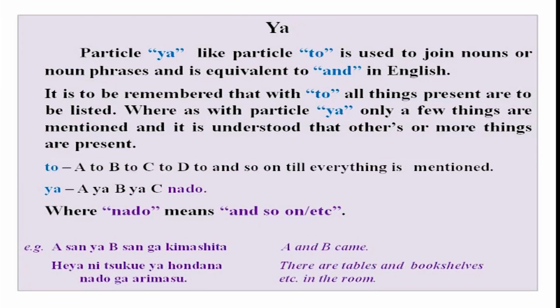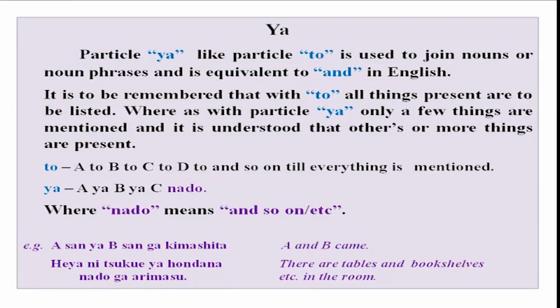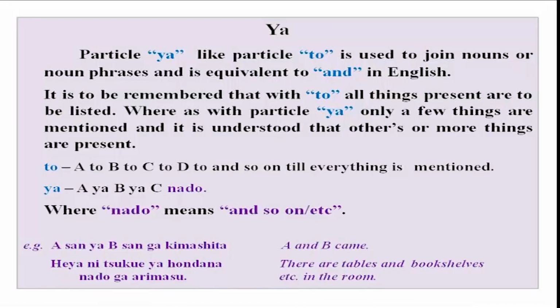Well, A to B to C to D to and so on till everything is mentioned, and with ya, A ya B ya C nado, where nado means and so on or etc. So, you can see A san ya B san ga kimashita, meaning that A and B came and some others also did come, and heya ni tsukue ya hondana nado ga arimasu. So, in the room there is table, there is a bookshelf and there are other things as well. I am only listing some of the few. So, that is what it means with particle ya.